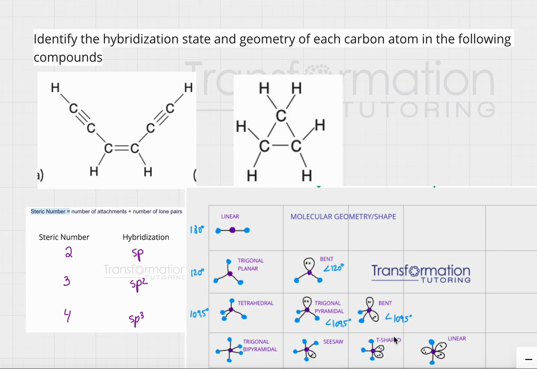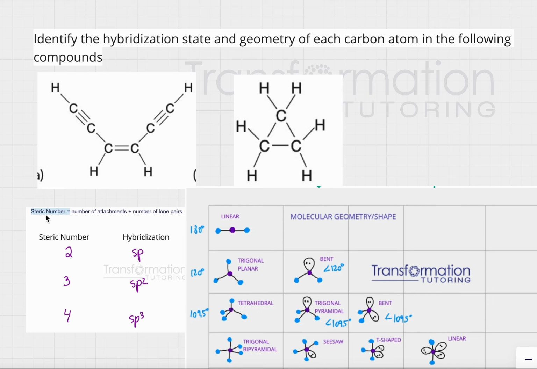Identify the hybridization state and geometry of each carbon atom in the following compounds. So we have two compounds here and we have to figure out the hybridization and geometry. First, let's start with hybridization. Here I have a little chart that will help us to determine hybridization of every carbon atom.